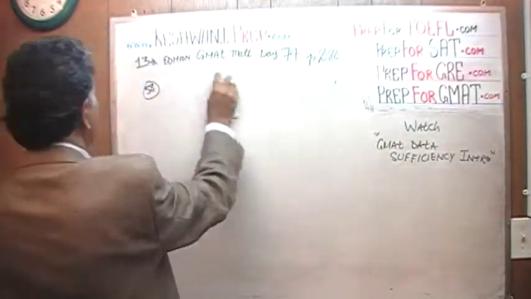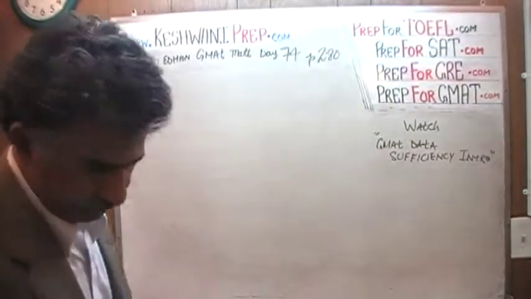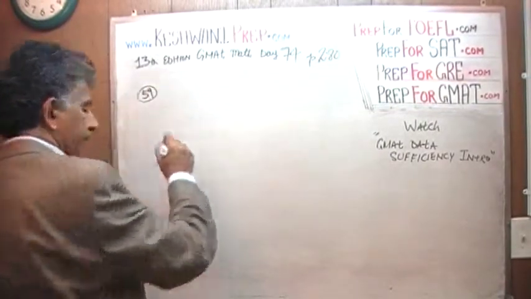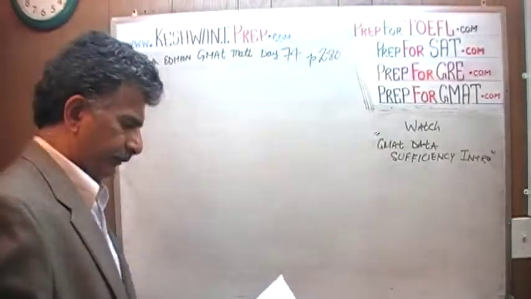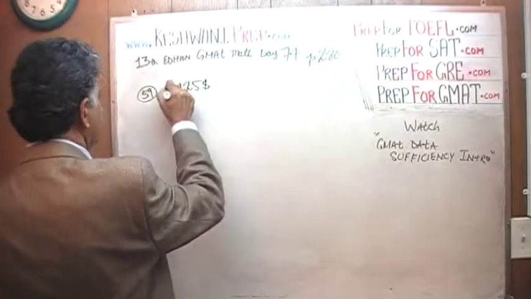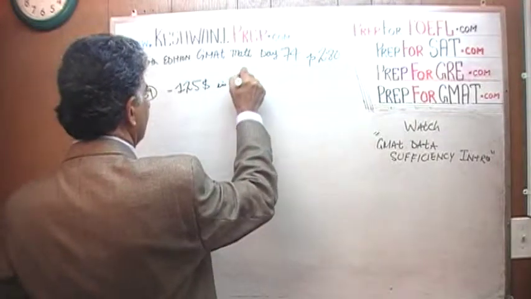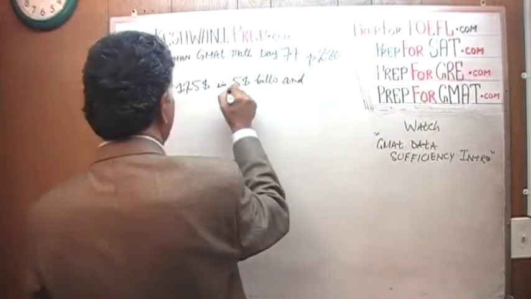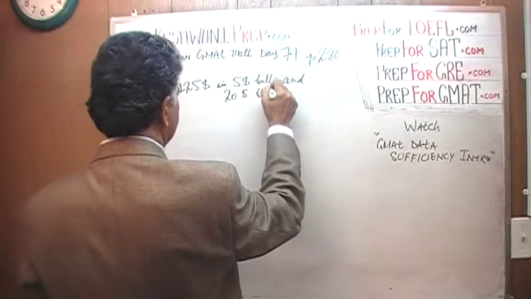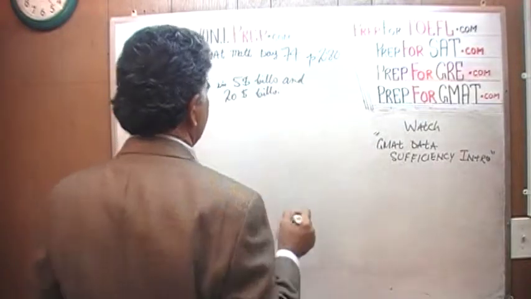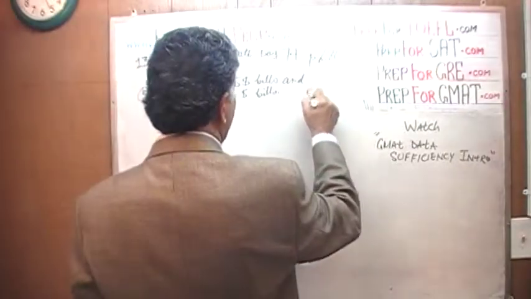Let's do the next problem. Problem number 59. We have $125 in $5 bills and $20 bills. Question simply is, how much is F?